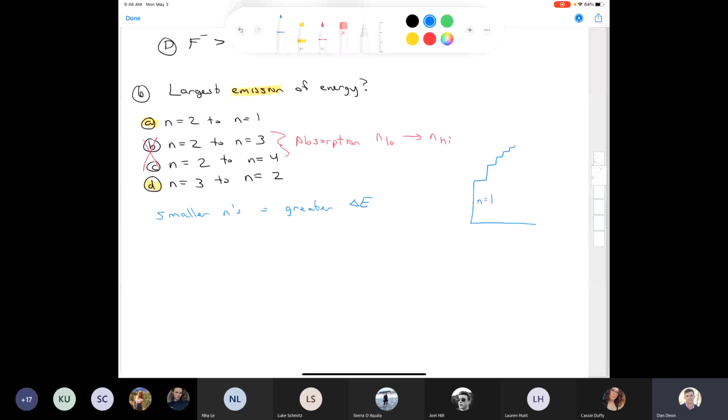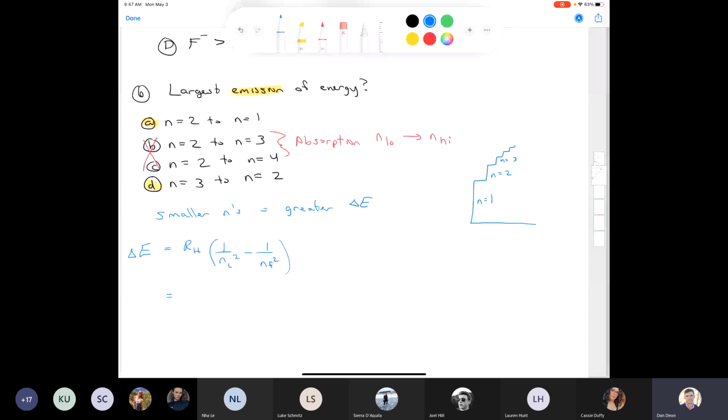So the lower the number, the bigger the energy transition. Now if you need to just work out the math on this one, you could do that too, and you'll end up with the right answer. If you decide to use the formula that delta E is equal to the Rydberg constant times 1 over the N initial squared, subtract 1 over the N final squared.